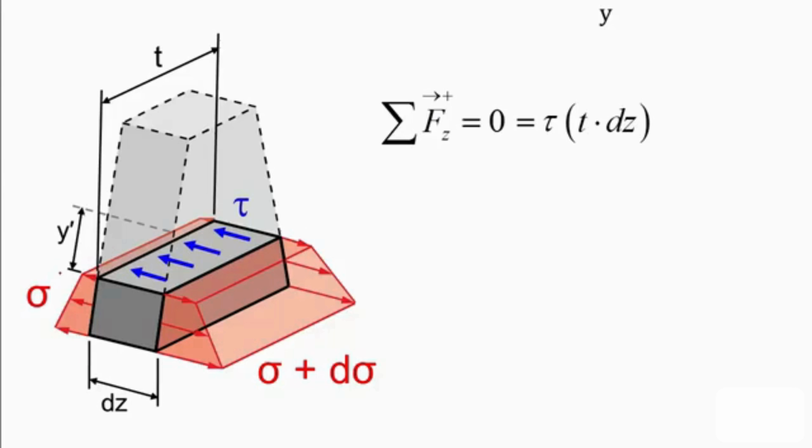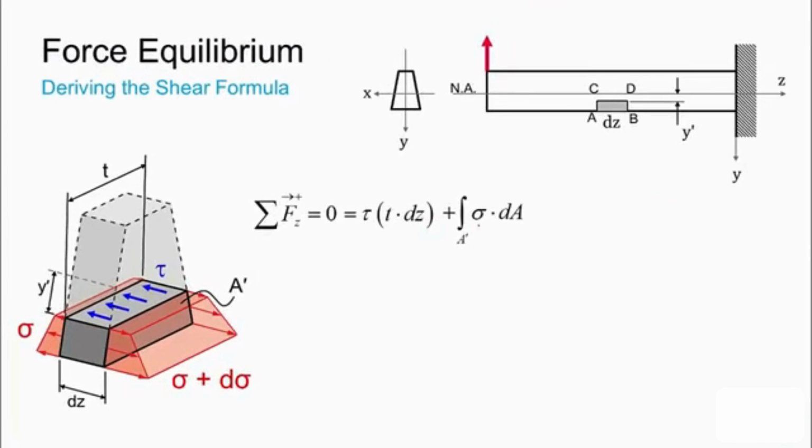Acting in the same direction is our normal stress on our left face. So we need to define the area that it acts on, which I will call A prime, and it is on the opposite face of the beam, this cross-sectional area. And what we need to do is integrate our normal stress distribution, sigma, times a differential area element, dA, over the domain A prime. Now those are acting in the direction to the left. To the right, we have sigma plus d sigma, so we subtract the integral of sigma plus d sigma times dA over the domain A prime.